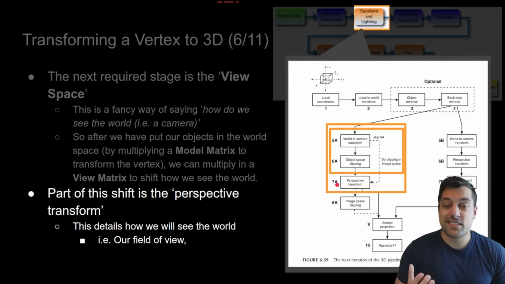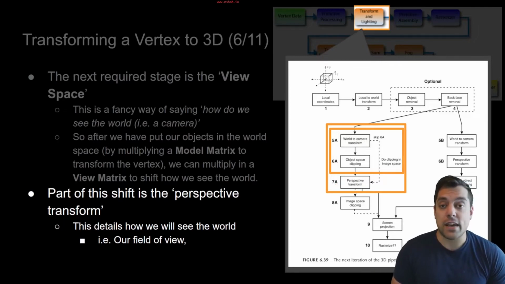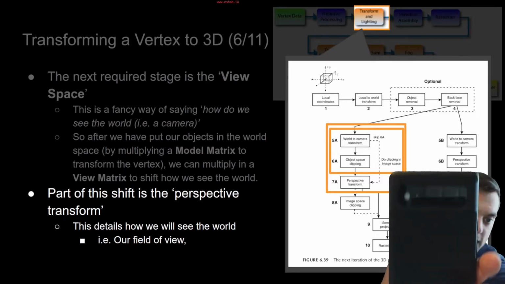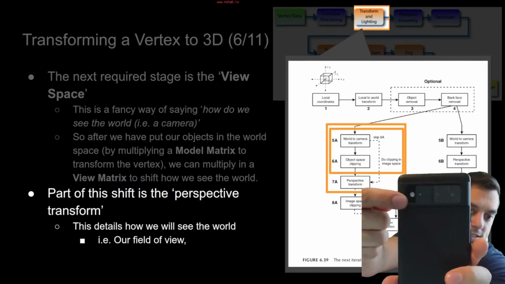Well, there are different types of lenses you can use to see the world. We're going to talk about, or I'll call out, two specific ones. The most common one is a perspective transform. The way to think about this is, I've got my Android camera here, and I've got a lens here.